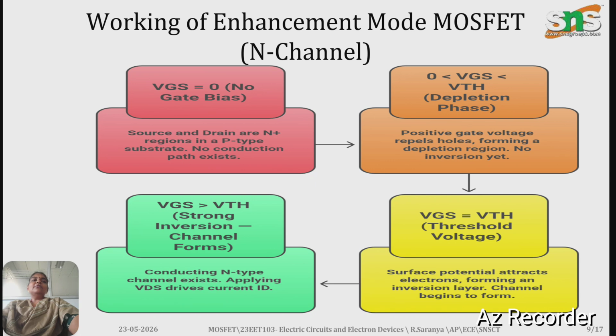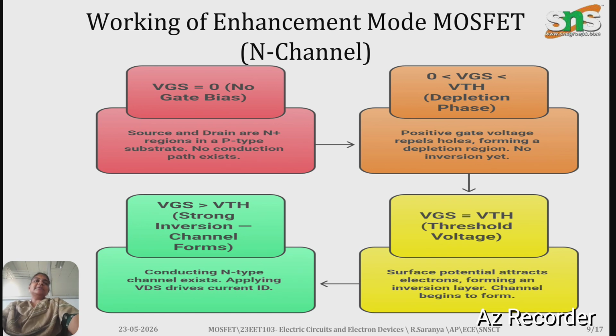So the working of enhancement mode MOSFET, we are considering the N channel now. When the gate voltage is 0, no biasing is being applied. So source and drain both will be of N plus in the P substrate. So no conduction path will be there. So the device is in cutoff. So the drain current value will be 0.